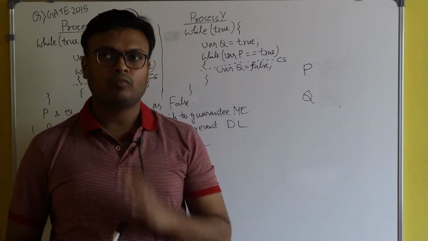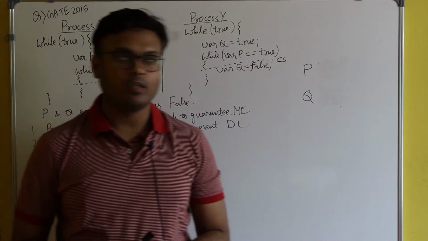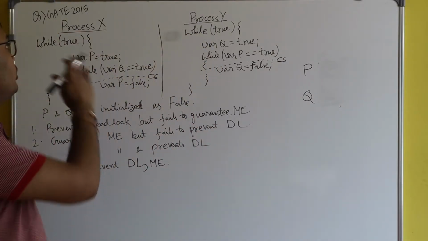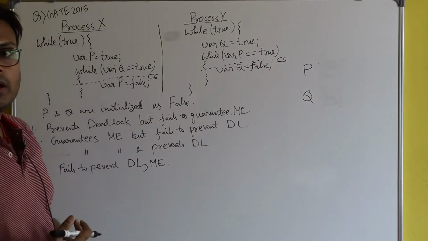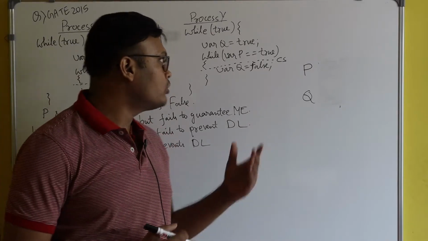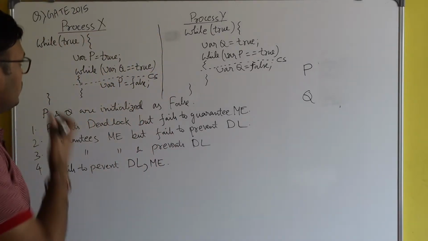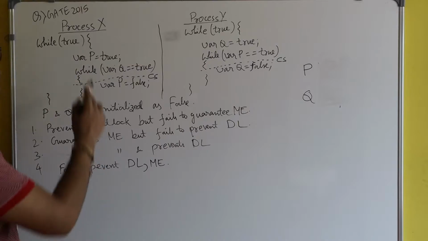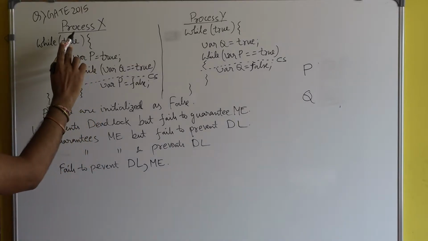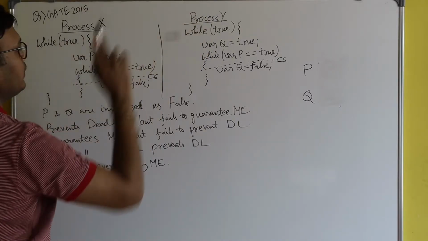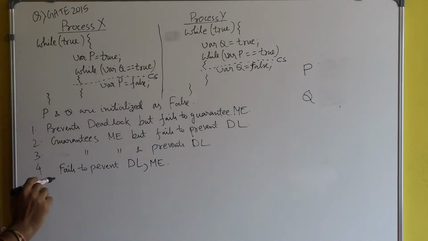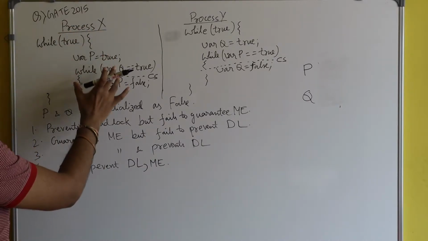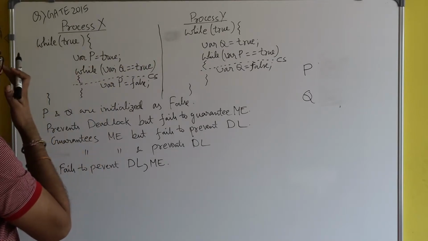Today we will solve one GATE question of process synchronization that came in the year 2015. Okay, let's solve this question. Here you can see two processes, process X and process Y, and the codes are given for both the processes.